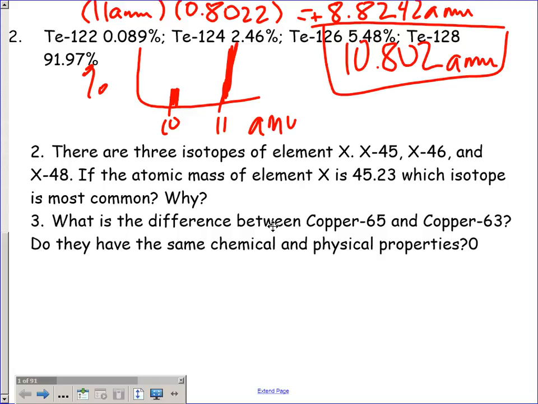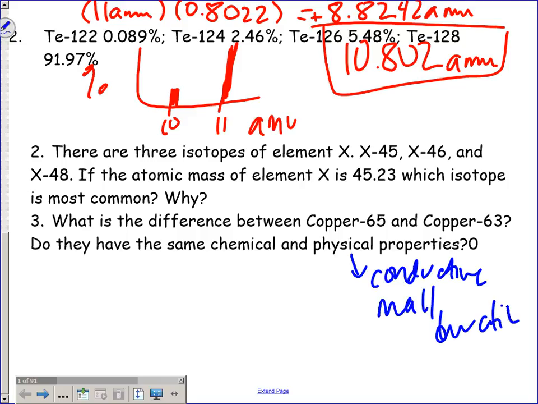List off some properties of metals. Copper is a metal, right? Ready? What are some properties? Oh, good, conductive. That's novel. What else? Malleable. Ductile. Lustrous. What else? Oh, nice.